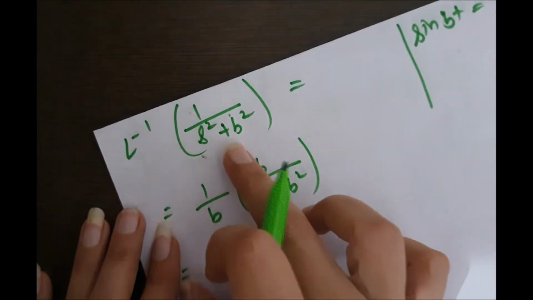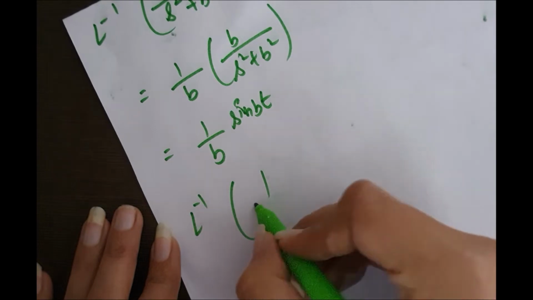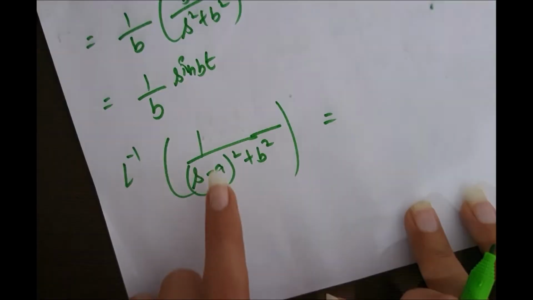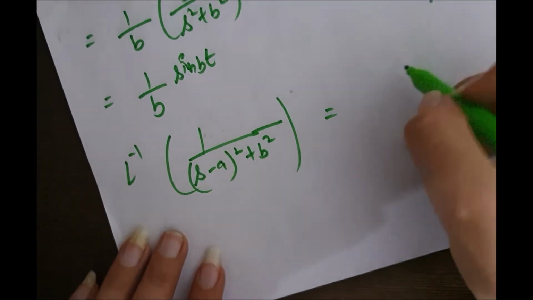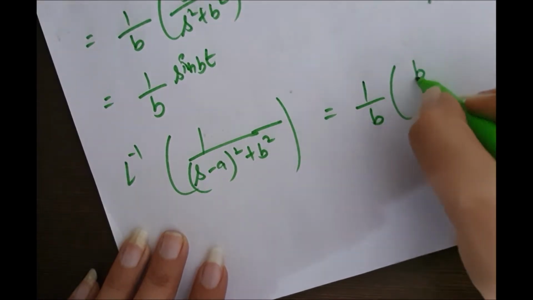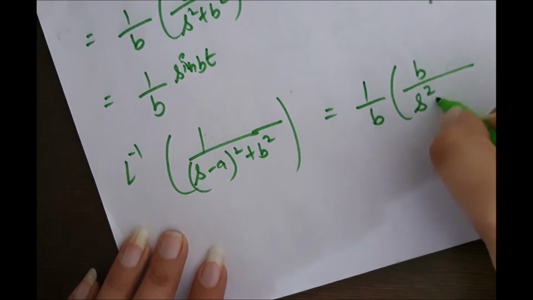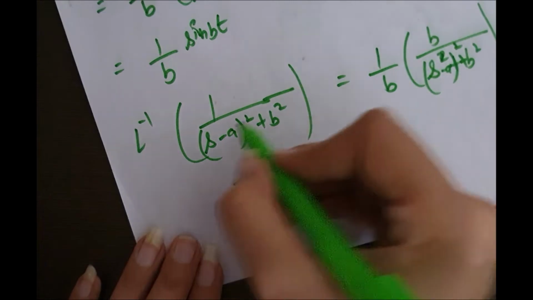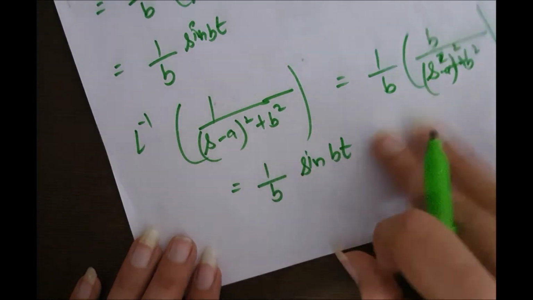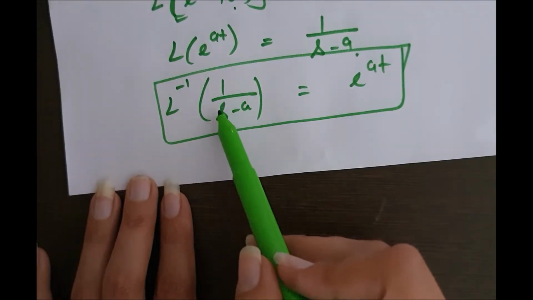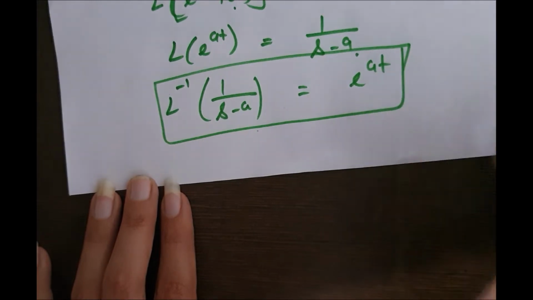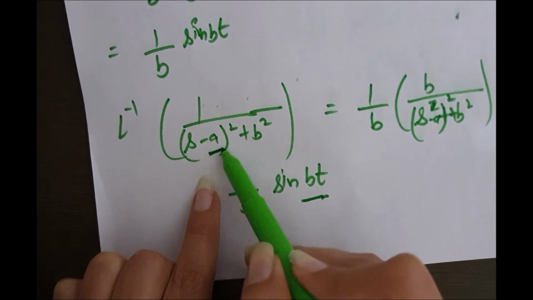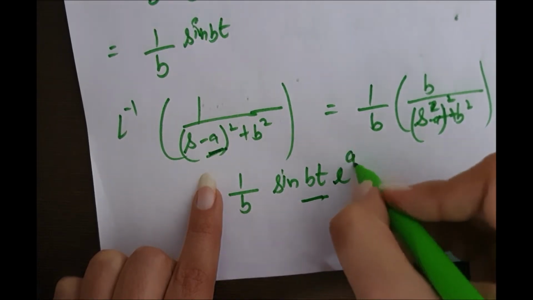Now what if in place of this we have this function? First of all, forget this part. Again multiply and divide by b to make it sin bt. Now because of this part, minus a, according to the Laplace inverse property, 1 upon s minus a will be exponential at. Now this function becomes sin bt, and because of this part it will be exponential at.